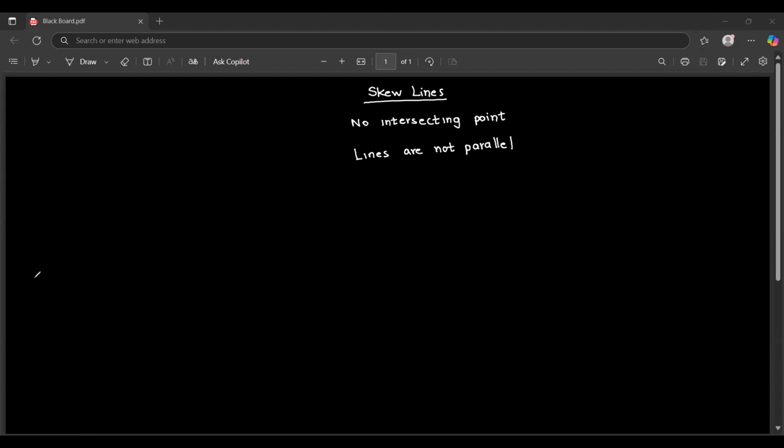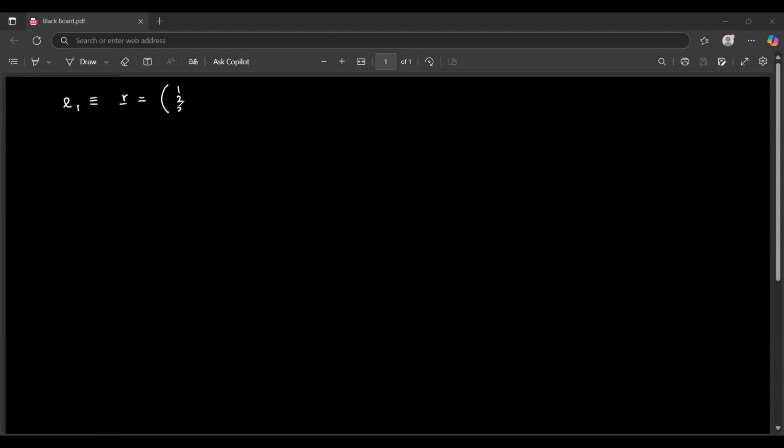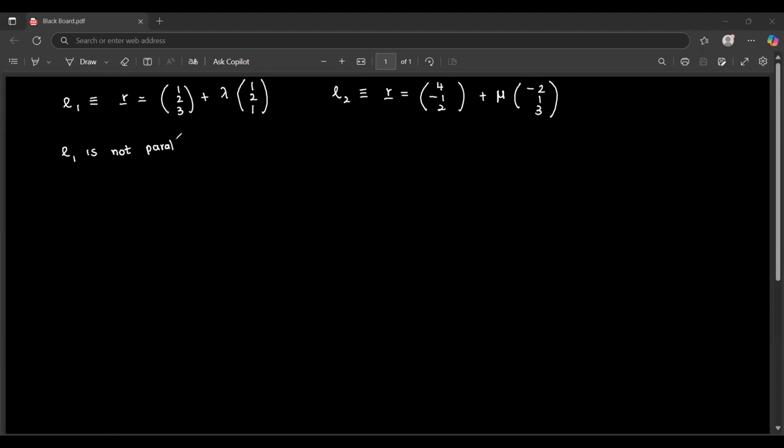Keep in mind, because when we will be learning about the intersection of three planes, there can be skew planes. Okay, fine. So I'll give an example. You can definitely say L1 is not parallel to L2.